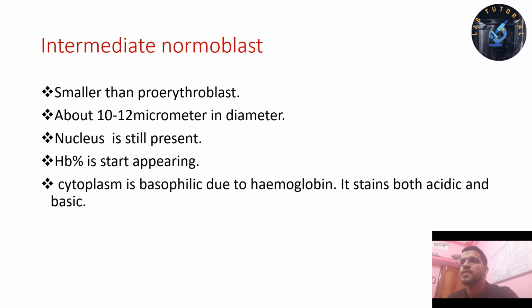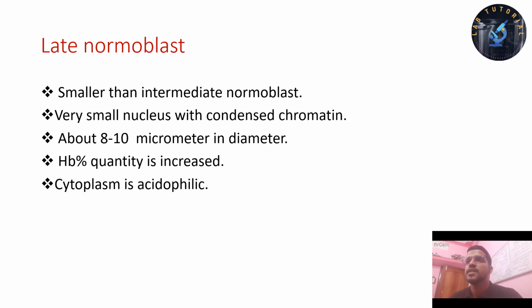Then the next stage is intermediate normoblast. Intermediate normoblast is smaller than the pro-erythroblast, about 10 to 20 micrometer in diameter. Nucleus is still present. Hemoglobin starts appearing. Cytoplasm is basophilic due to the presence of hemoglobin. It stains with both acidic and basic dye. That means hemoglobin starts appearing in the intermediate normoblast, and hemoglobin accumulation began in the early erythroblast.